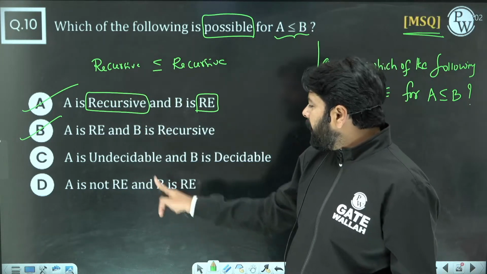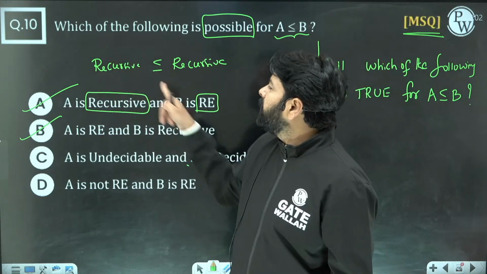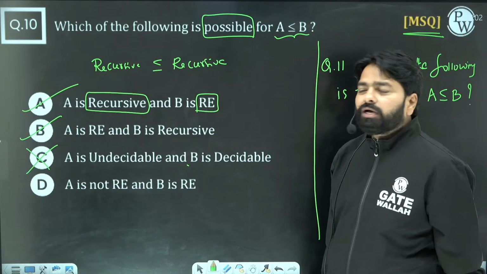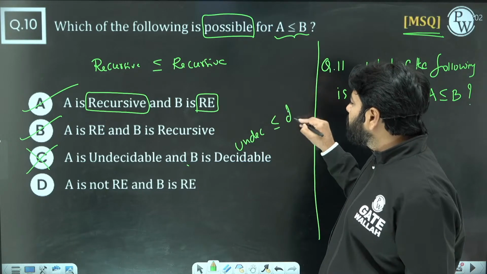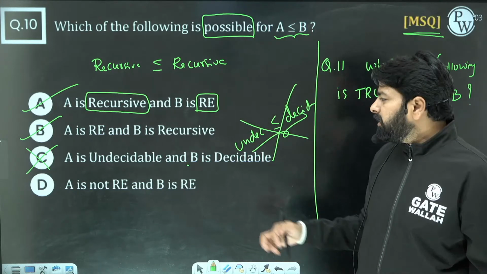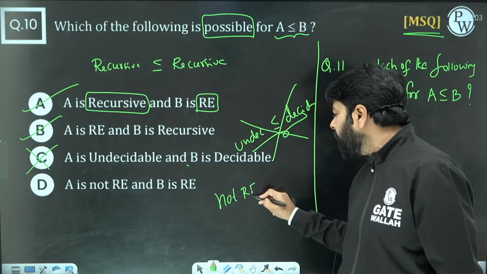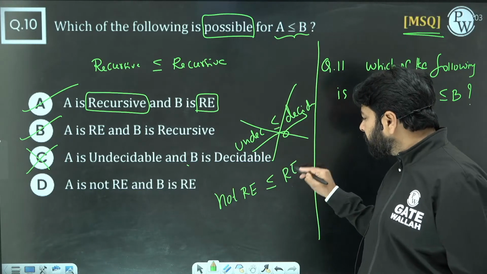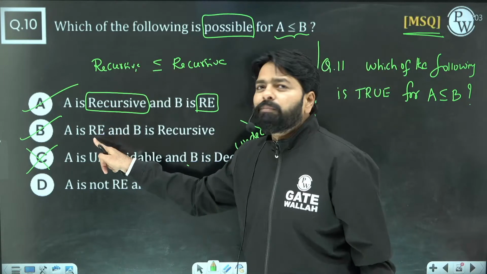And next one, A is undecidable, B is decidable. That you should know. When this is undecidable, this is always undecidable. This statement is completely wrong. Because we never have undecidable reducible to decidable. We will never have this case. Okay. The last one, A is not RE, B is RE. When this is not RE, reducible, then other will definitely not be RE. You will never have this case again. Okay. So this statement can satisfy both A and B.